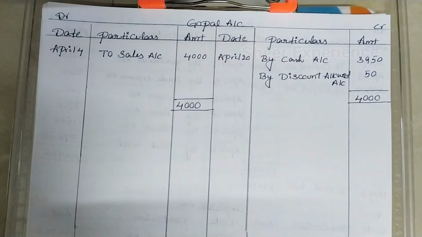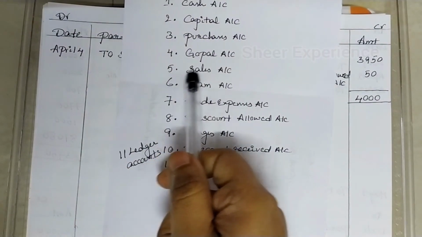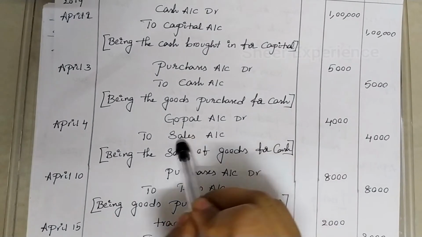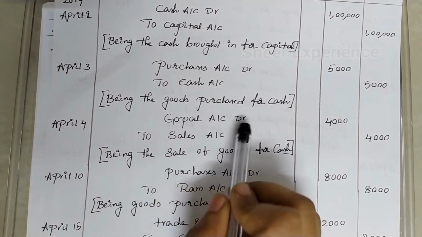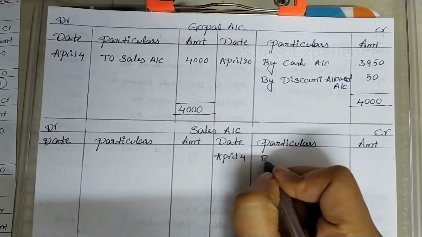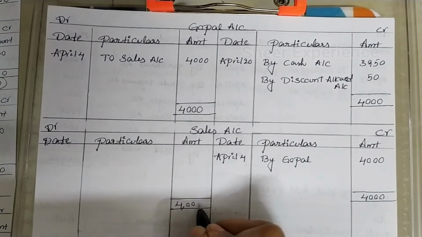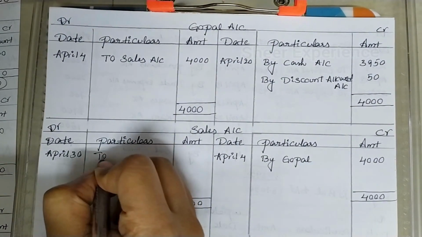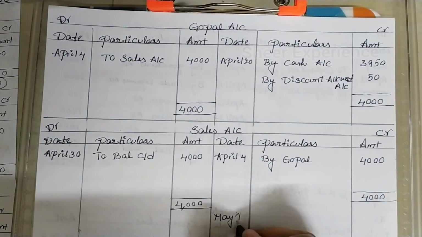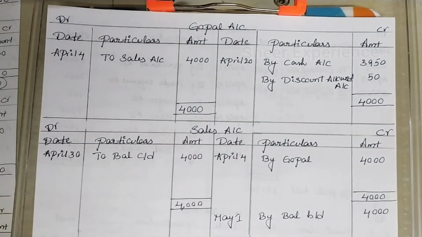In this account, both the side balances are matching. So Gopal account we will not consider it for trial balance. Next account is sales account. Here Gopal is debited. So we will mention it on the credit side in the ledger account. Sales account balance is 4,000.